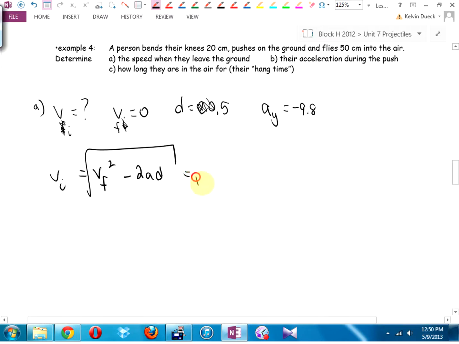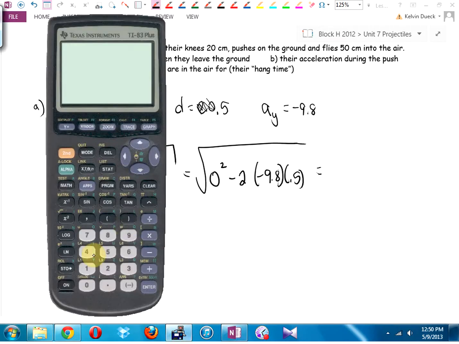Plug and chug. VF, 0 squared minus 2 times negative 9.8 times 0.5. I think the 2 and the 0.5 cancel, and I think the minus cancel. I think you just get 9.8. Let me try this. Because 0 squared, I don't even need to, I'll type it, but 0 squared, that's just 0. Minus 2 times negative 9.8 times 0.5. I think you just get, yeah, square root of 9.8. Kind of nice. 3.13.